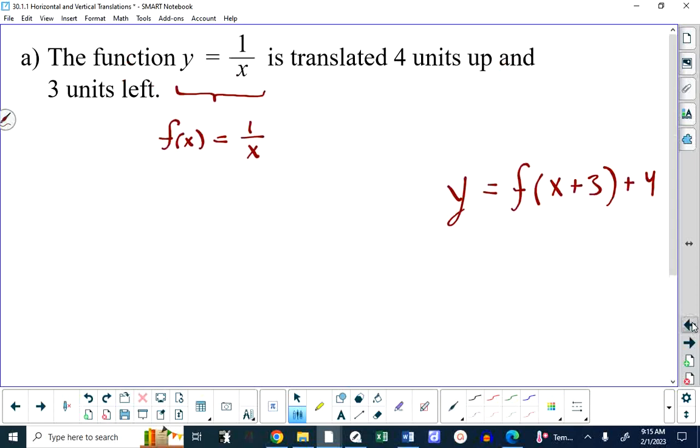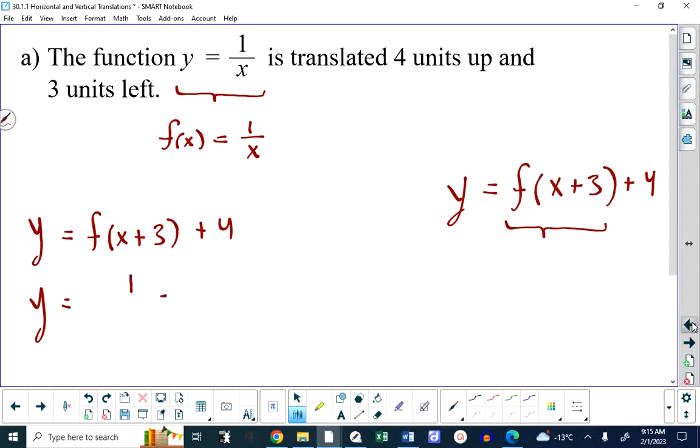Well, because the function we've decided on is f of x plus 3 and then plus 4. So what is this? Well, this is the result of putting in x plus 3 for x. And here's where it gets a little bit hard for the brain to cope with. We're going to write that y equals f of x plus 3 plus 4. So that means the new function is y equals 1 over x plus 3 plus 4. And the thing that many of you will have difficulty with is how do I get away with saying x is the same as x plus 3?